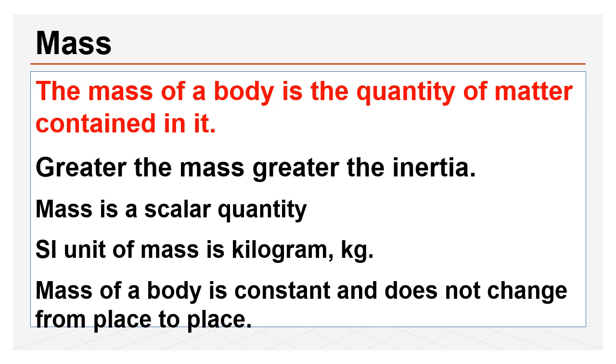Mass. The mass of a body is the quantity of matter contained in it. Greater the mass, greater the inertia. Mass is a scalar quantity. SI unit of mass is kilogram, kg. Mass of a body is constant and does not change from place to place.